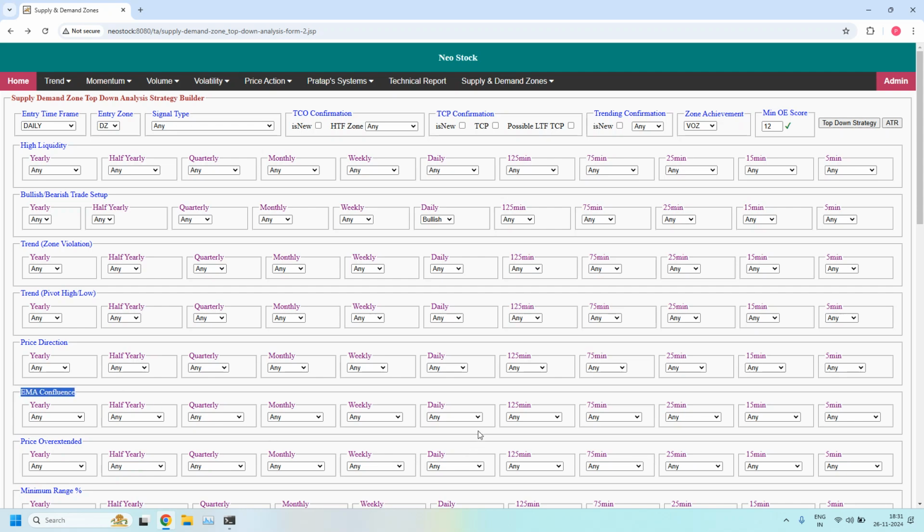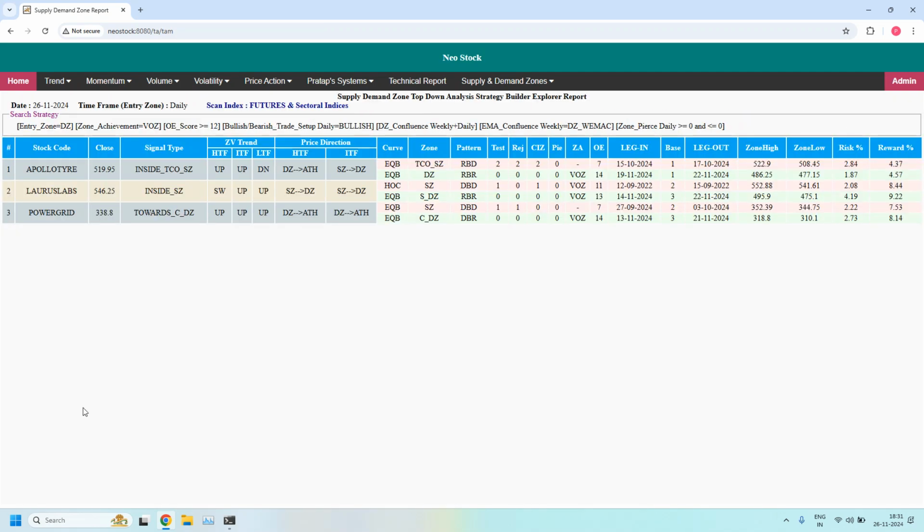EMA confluence at a daily time frame, entry time frame. Oh, sorry for my mistake, because the daily zone is part of the weekly zone. So that's why in weekly time frame, weekly demand zone having weekly EMA confluence, filter is enabled. With this filter, we got 3 stocks. So these 3 stocks are even more high probability setup supported bullish trade setup for monthly income trades.